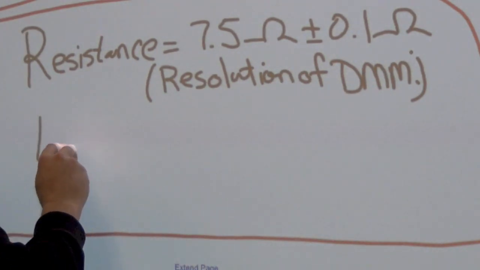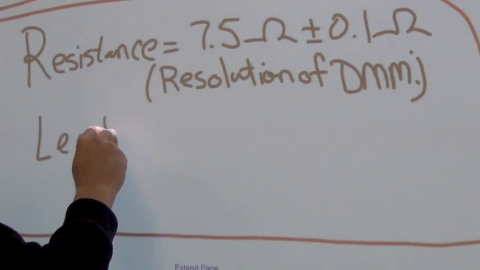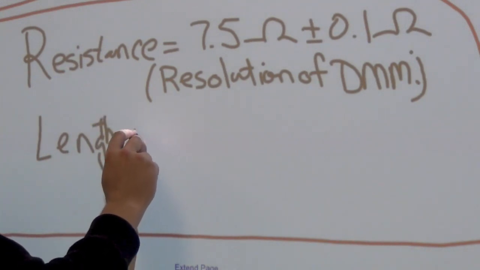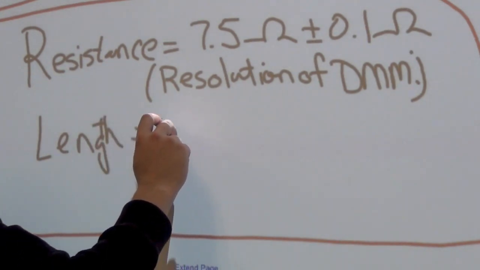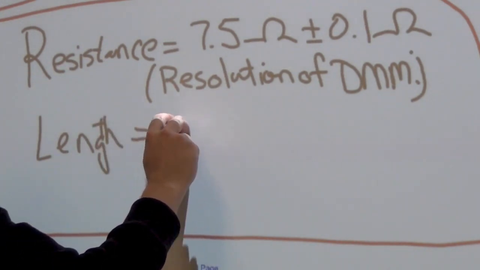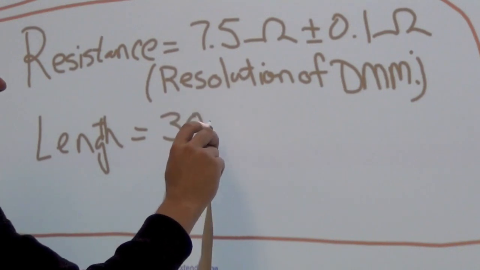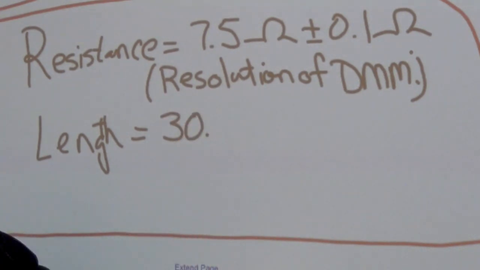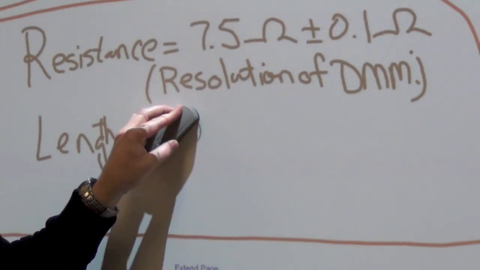The second measurement you have today is length. So length is equal to, and then we could write down, 30, it's not going to be 30 meters, because we are in meters here.